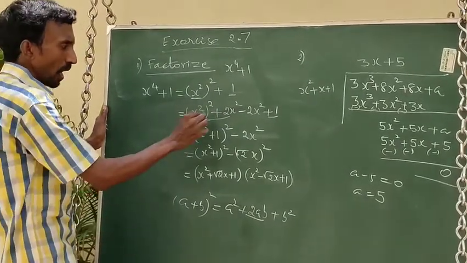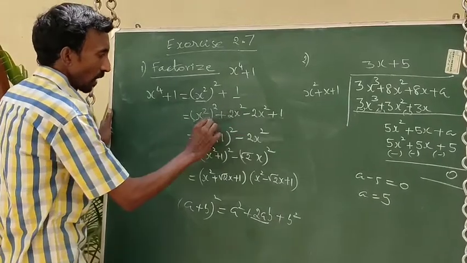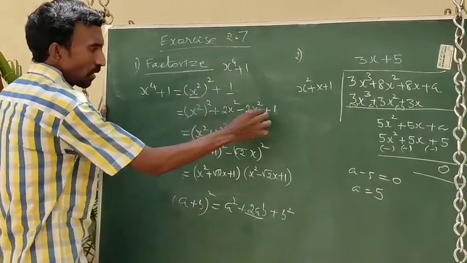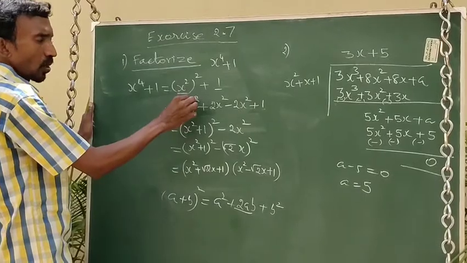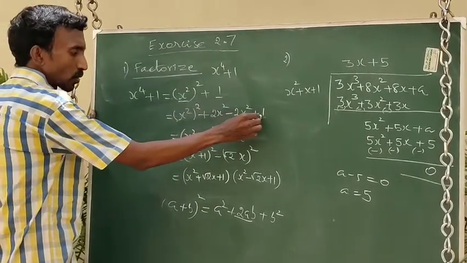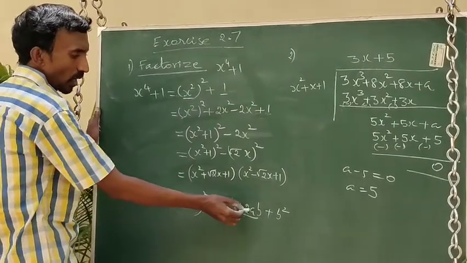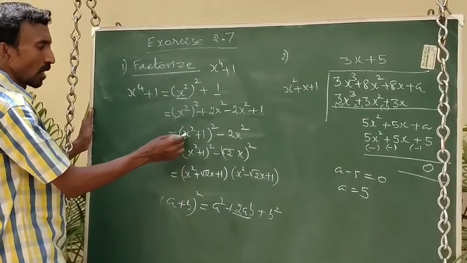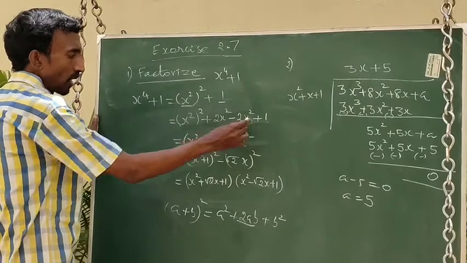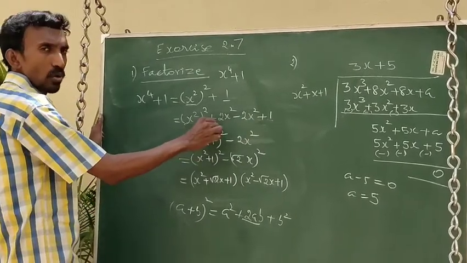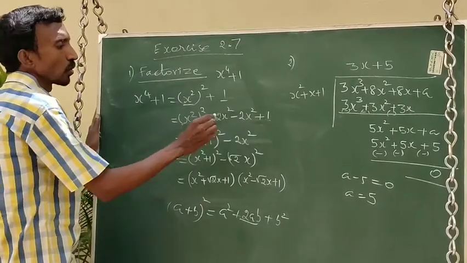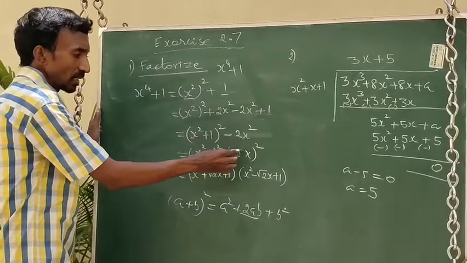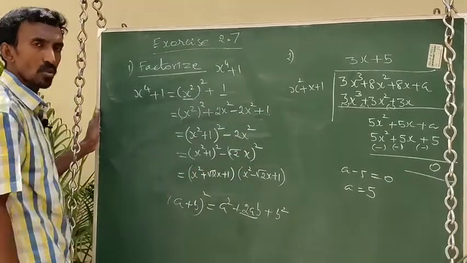Now combine these three terms: first term, second term and fourth term. x square the whole square plus 2x square plus 1. It is of the form a square plus 2ab plus b square. It can be written as a plus b the whole square. So a is x square, b is 1. So x square plus 1 the whole square. Remaining minus 2x square can be written as root 2 into x the whole square.